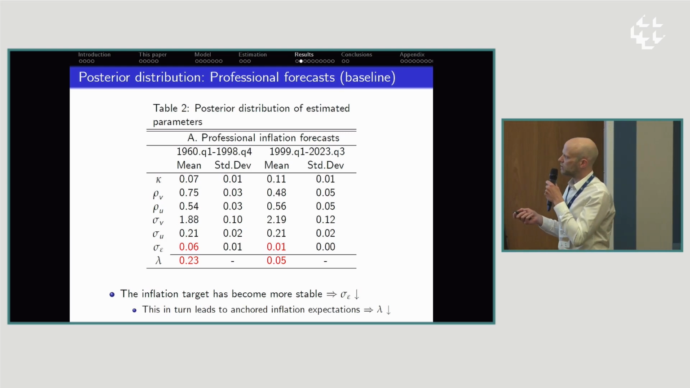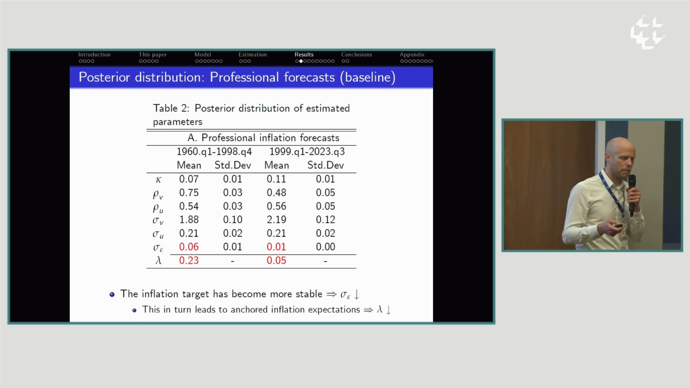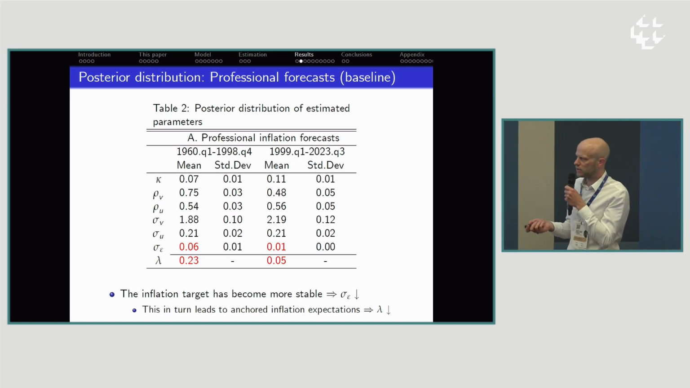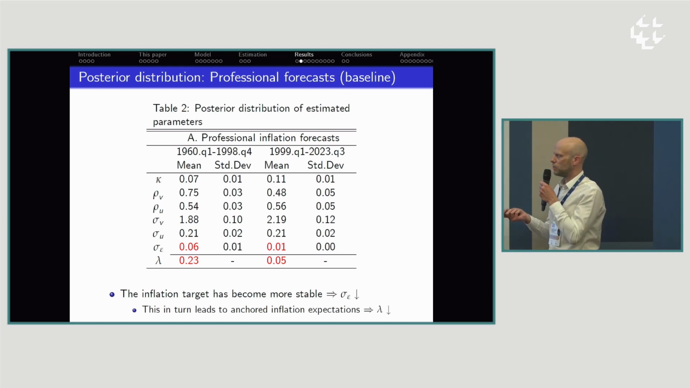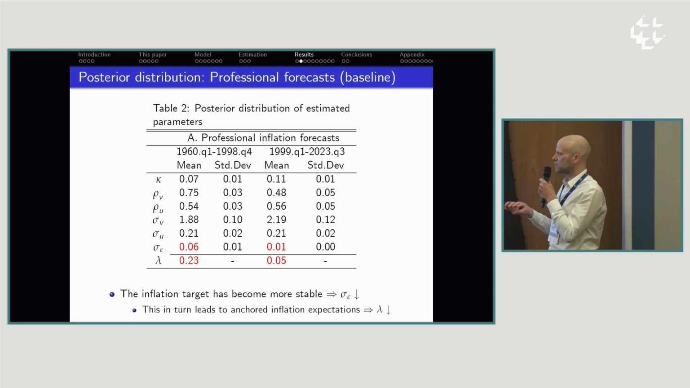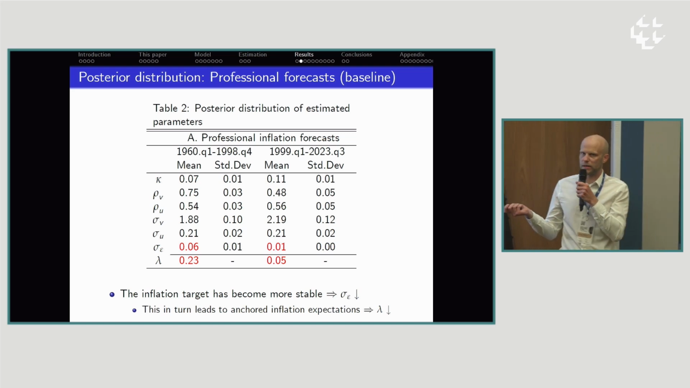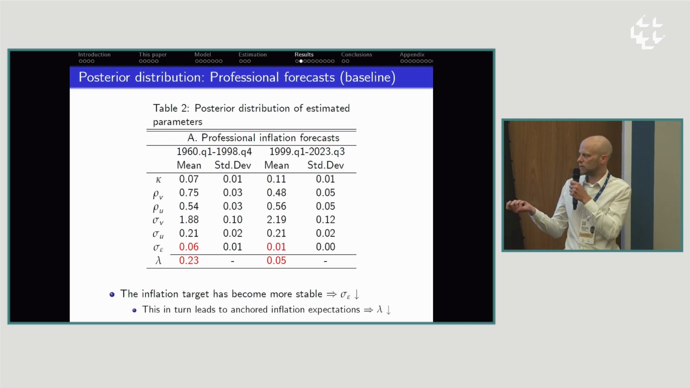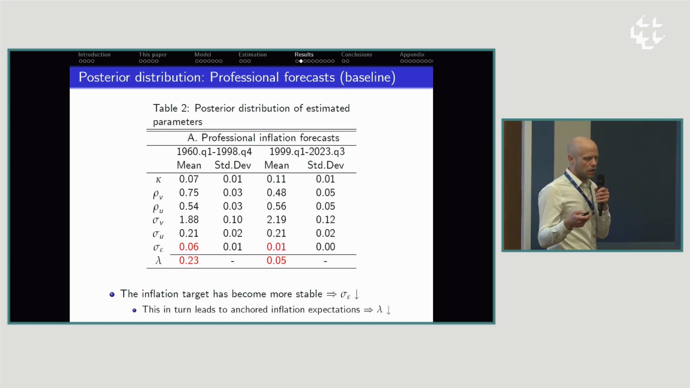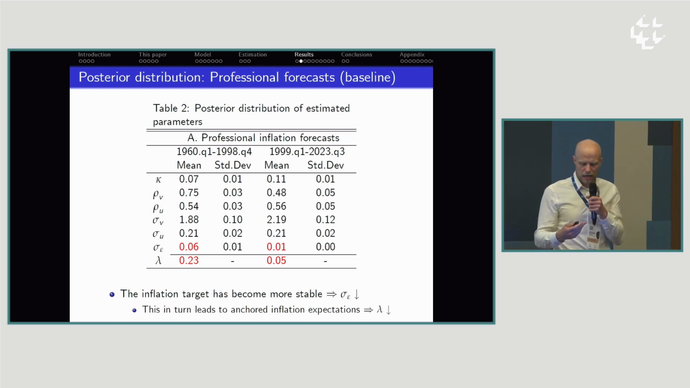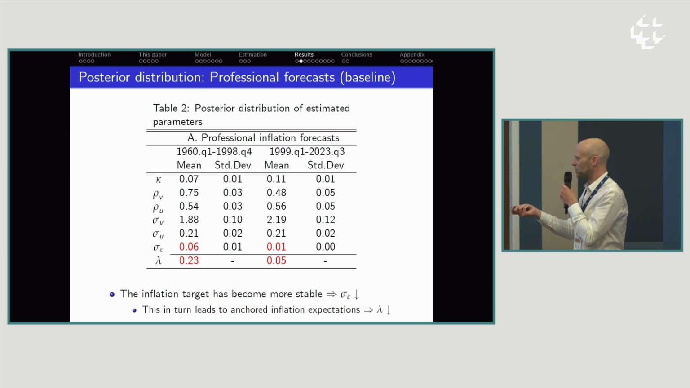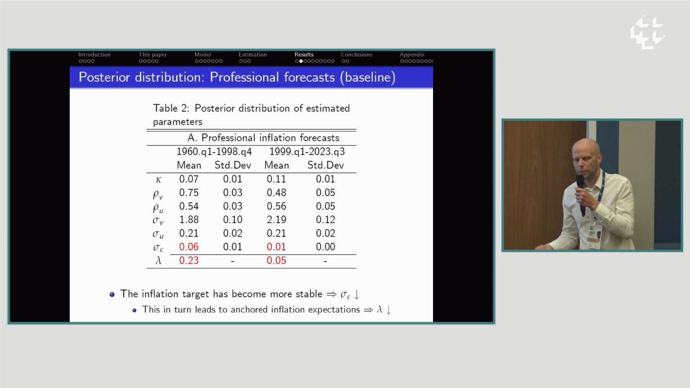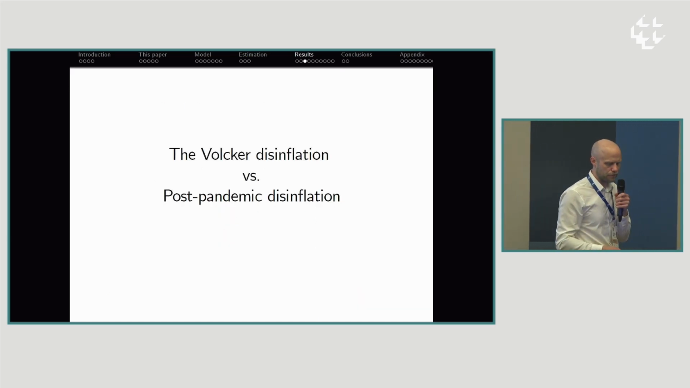So most of these estimated parameters are quite constant over time, with one important exception, the volatility of the central bank's inflation target. In this case it declines from 0.06 to 0.01, which in turn means that expectations become more anchored. The gain parameter goes from 0.23 to 0.05. So in other words, a more stable inflation target means a lower value of this parameter right here, which in turn leads to more anchored inflation expectations.